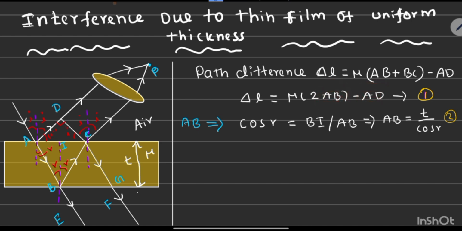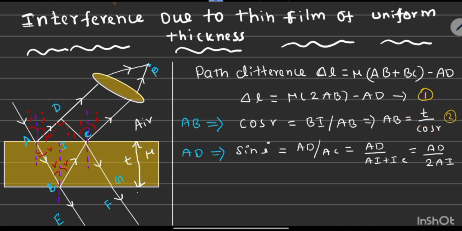So I'm going to find AB with the help of cosine of angle of refraction, and that is equal to adjacent side by hypotenuse. Adjacent side is BI and hypotenuse is AB. So what is BI? BI, we know it is t, the thickness of the thin film. So AB can be written as t by cosine of r.